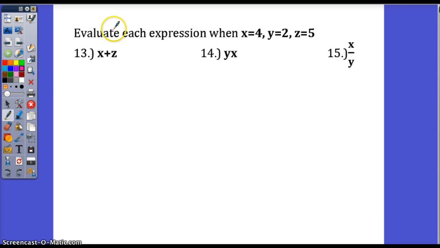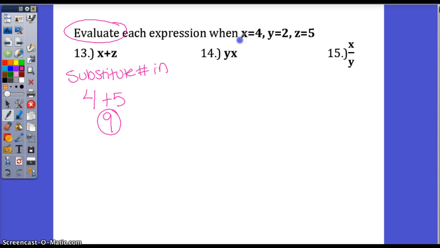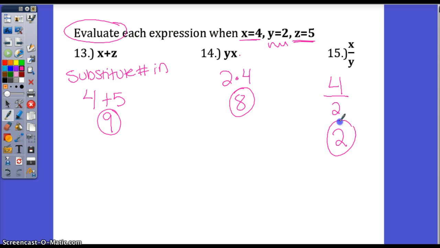When it says to evaluate each expression, when x equals 4, y equals 2, and z equals 5, you just substitute the number in. So for number 13, when it says x plus z, x is 4, z is 5, so 4 plus 5 is 9. And I got those there, x equals 4, z equals 5. Y times z, y is 2, z is 4... 2 times 4 is 8. We're evaluating. In 15, x divided by y is 4 over 2, which simplifies to plain old 2.